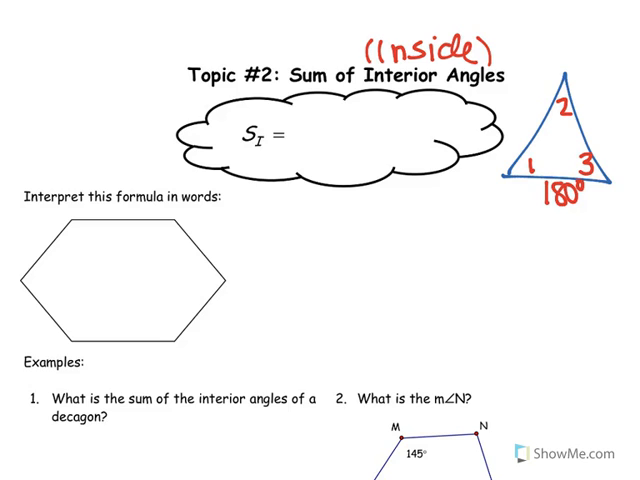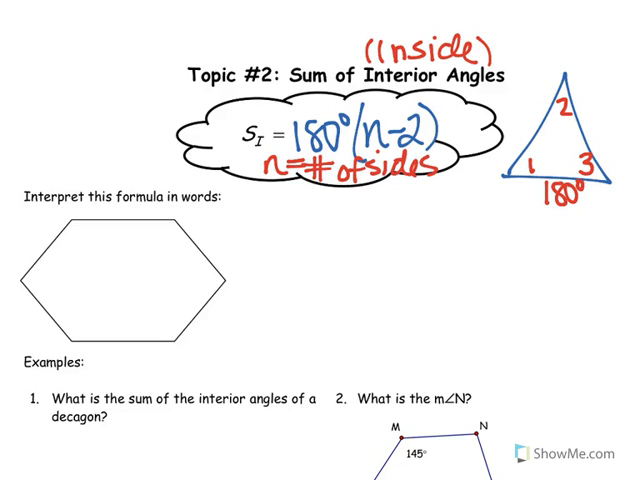So the formula that we discovered in class is all about making triangles, right? How many triangles in a given polygon can I make? And I take that 180 degrees and multiply by the number of triangles, which in this case becomes n minus 2. And n is going to equal the number of sides. So there's always 2 less triangles than the number of sides. Let's prove that looking at this work and interpret this formula.